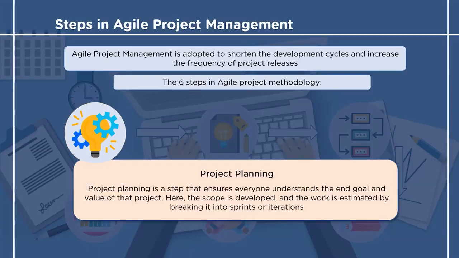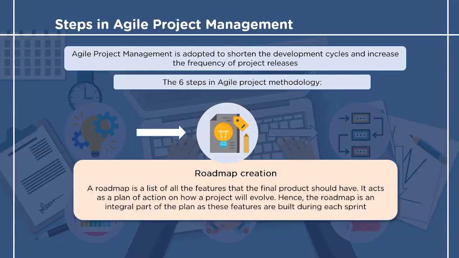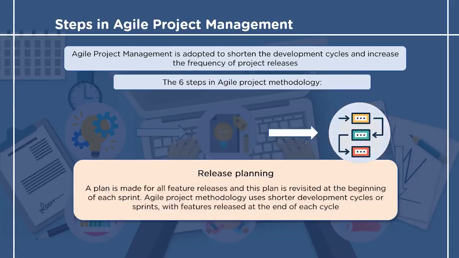Project planning includes feasibility study, development of scope, breaking the project into executable tasks or sprints, and then estimating the amount of time needed to complete those sprints. The second step is the step of roadmap creation. A roadmap is a plan of action that shows how a project shall evolve over time. A list of all the features that the final product should have is created, and the steps to achieve those features are taken.